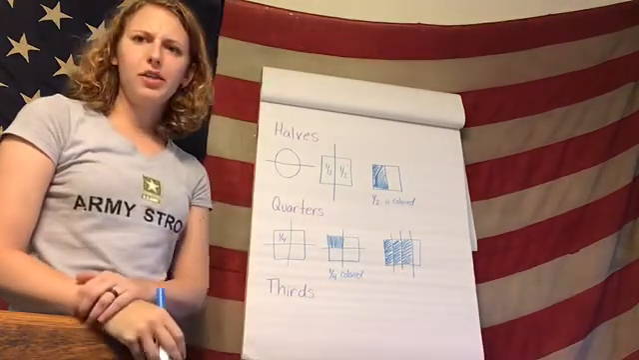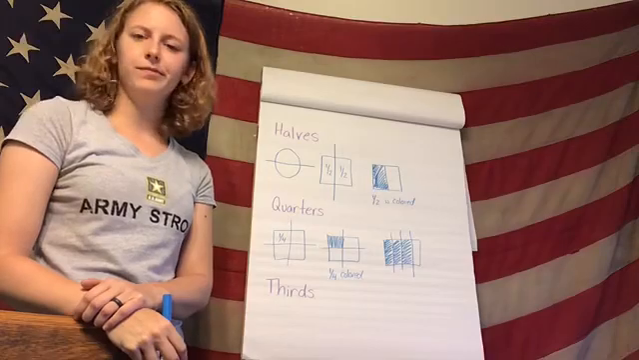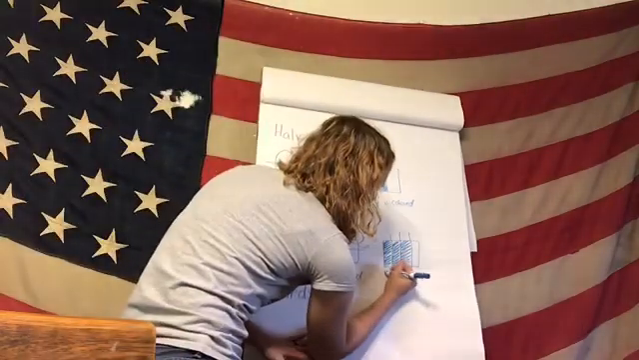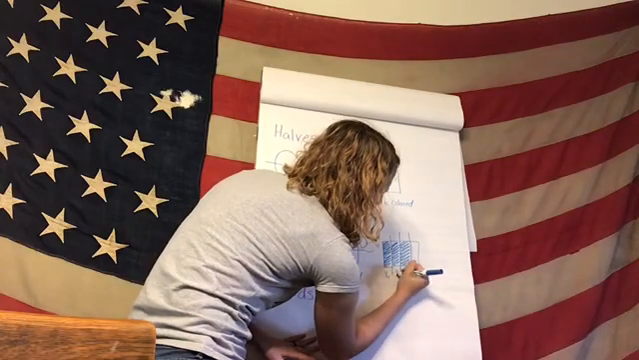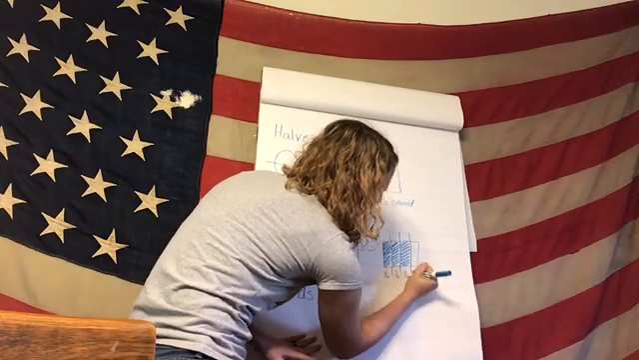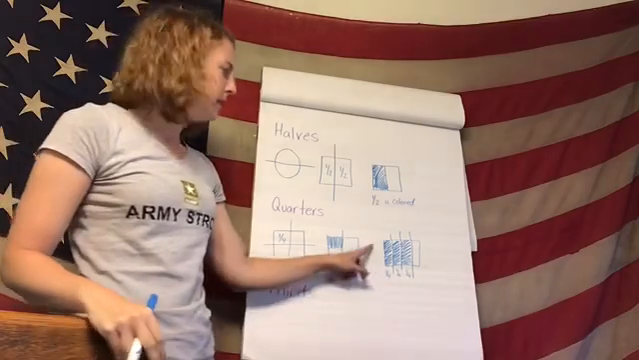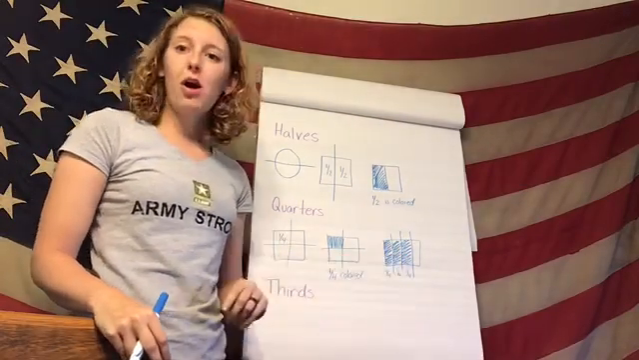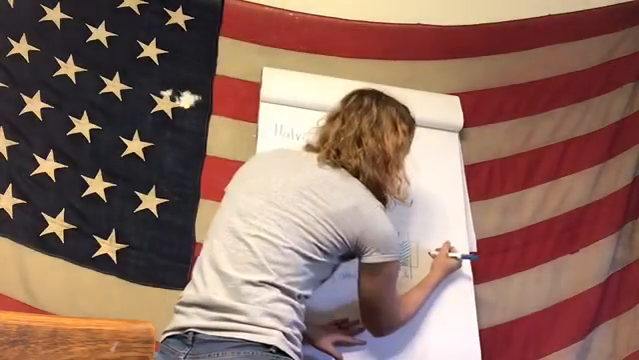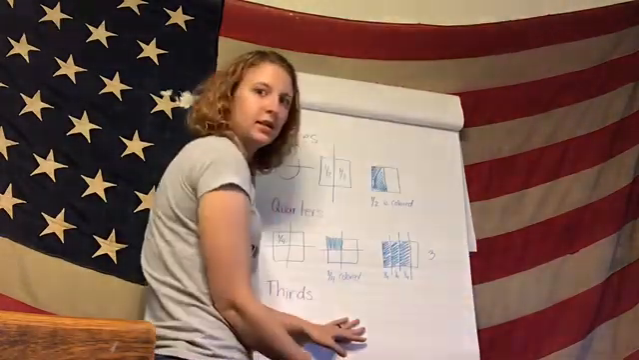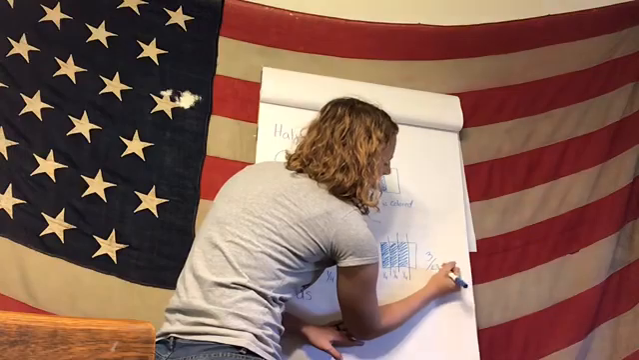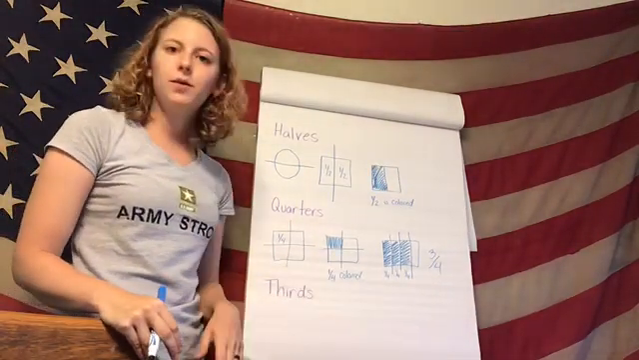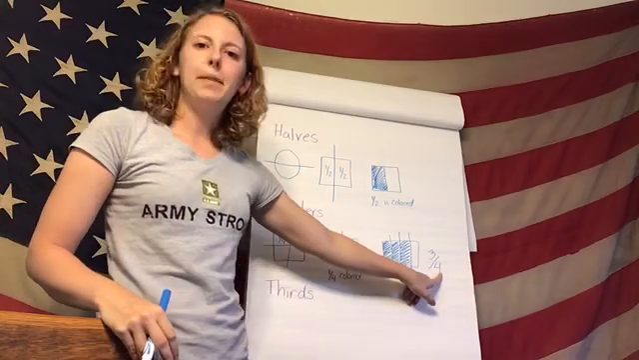Now, are all the pieces colored in? So it's not a whole piece colored in. We have 1/4 plus 1/4 plus 1/4. So how many fourths do we have colored in? We have 1, 2, 3 parts colored in. That's 3 out of the 4 parts. Because remember, we split our box into 4 parts. So that's our bottom number.